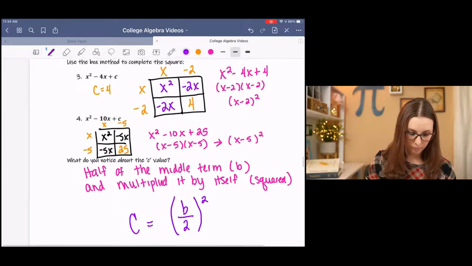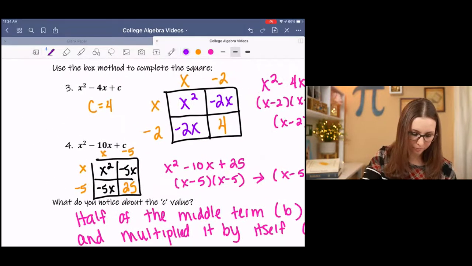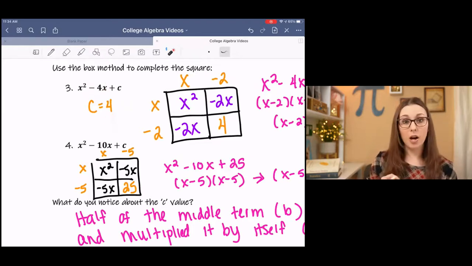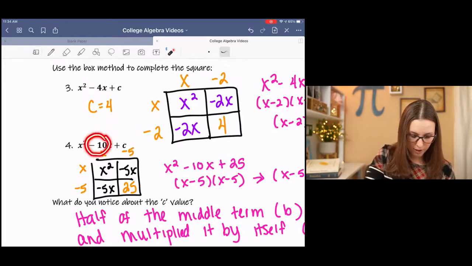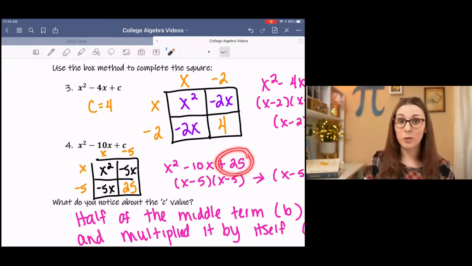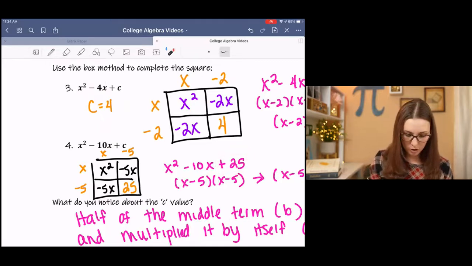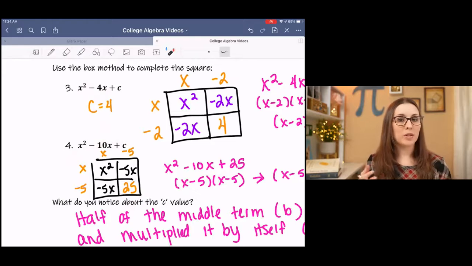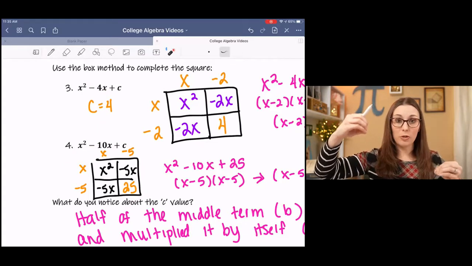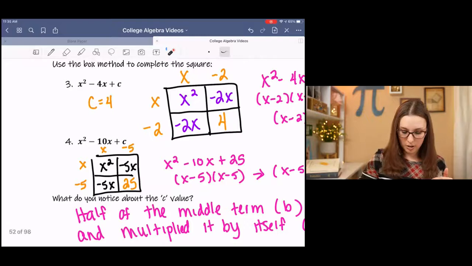So let's look back. Let's just take a look, see if it checks out. Half of B is -2. -2 squared is +4, because anything squared is positive. That worked. Half of B is -5. -5 squared is +25. So instead of having to do this box every single time, what's happening is we're splitting that B value up into 2 pieces, and then we're multiplying those 2 pieces together. So B over 2, splitting them up, squared to find the C value.